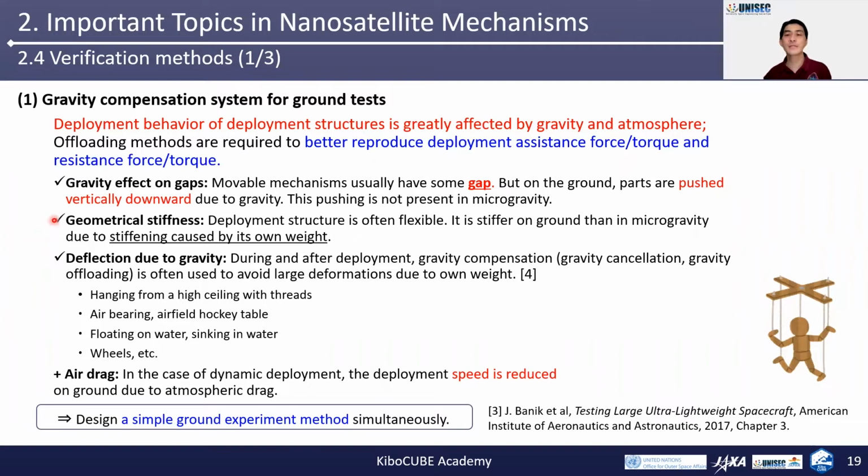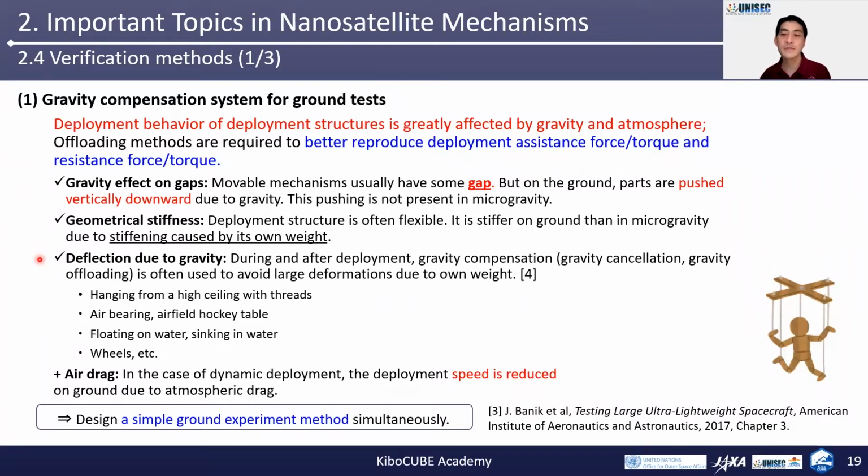Second, please consider geometrical stiffness. The deployment structure is often flexible. It is stiffer on the ground than in microgravity due to stiffening caused by its weight. I will talk about geometric stiffness later. And finally, the effects of deflection of the structure due to gravity can be significant.